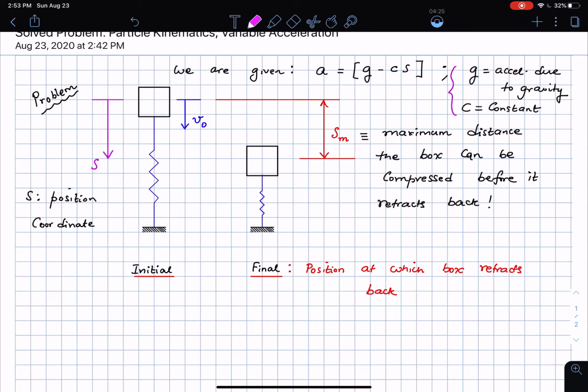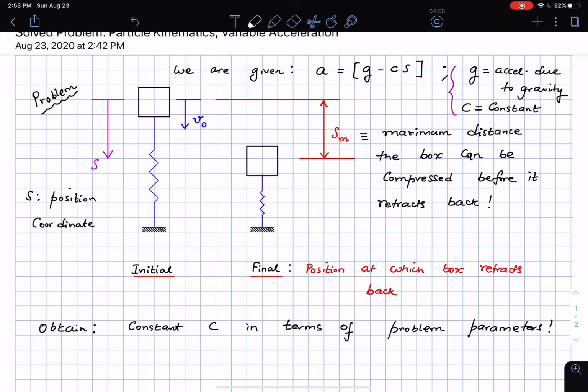All right, so what are we supposed to do in this problem? In this problem we need to obtain the constant c as a function of the problem parameters. So obtain the constant c in terms of the problem parameters.